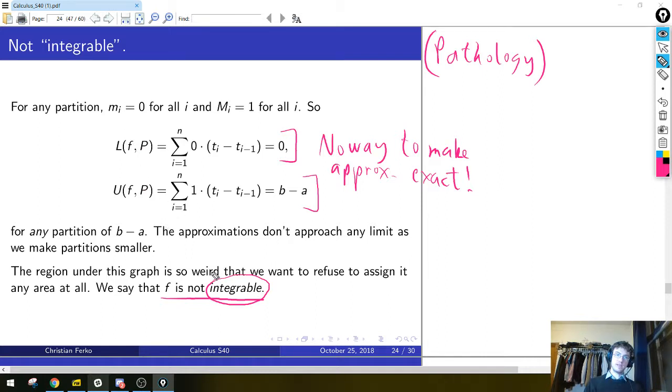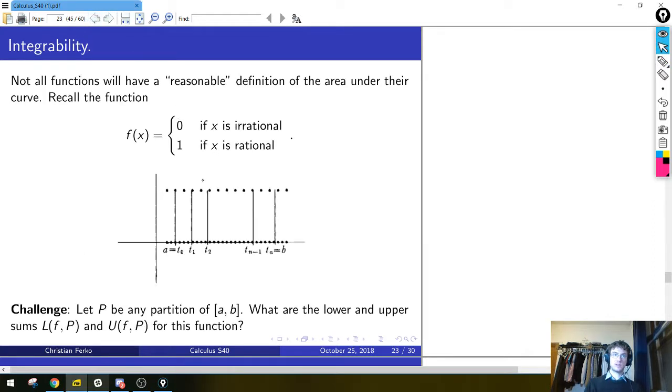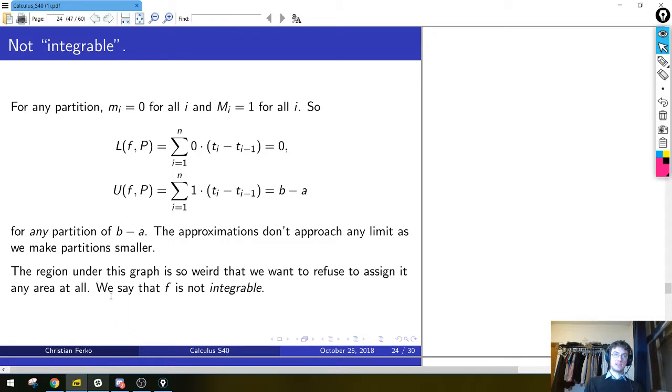In other words, if we are defining an area by this integral, we're just going to say the region under that graph you just showed me, this thing that flips on the rationals and irrationals, is so weird. It doesn't make any sense to assign this an area at all, so I'm just going to throw up my hands and say it doesn't have an area. It's not integrable. That's what we're going to do.